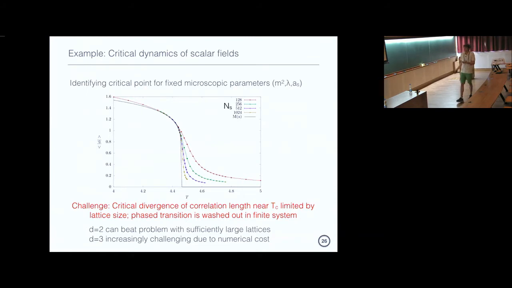The critical divergence of the correlation length near T_c is limited, and therefore you're not really going to see, for instance, this dip here. You always have these kinds of finite volume artifacts in your simulations as well. The different curves here are different lattice sizes. The problem gets a little better as you go to larger and larger lattices and starts to look more like what you're expecting. But even if you were to try and read off the critical point here, your precision would be limited.